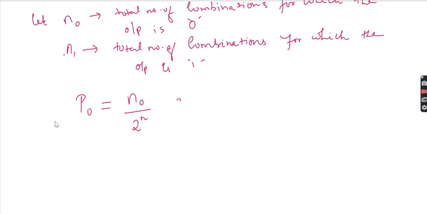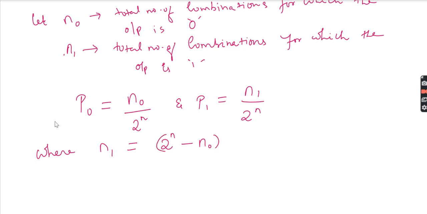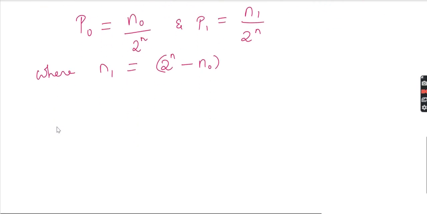Similarly, what is P1? P1 is n1 divided by 2 power n. And what is n1 here? n1 is equal to 2 to the power n minus n0. We can write it like this also. Now we can simplify this formula.